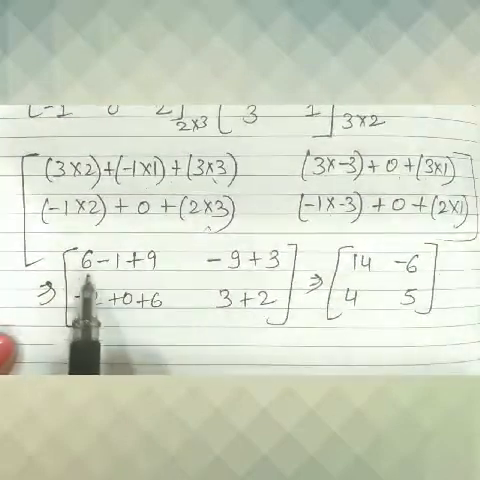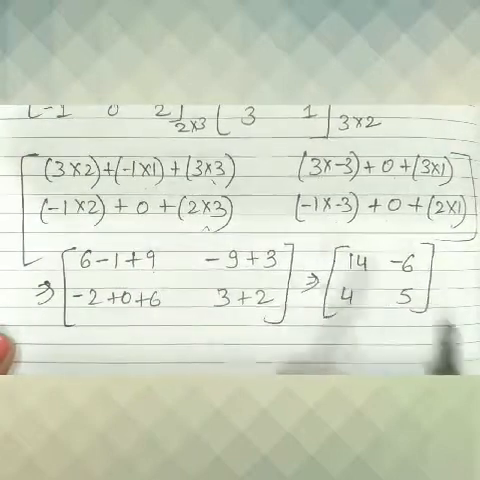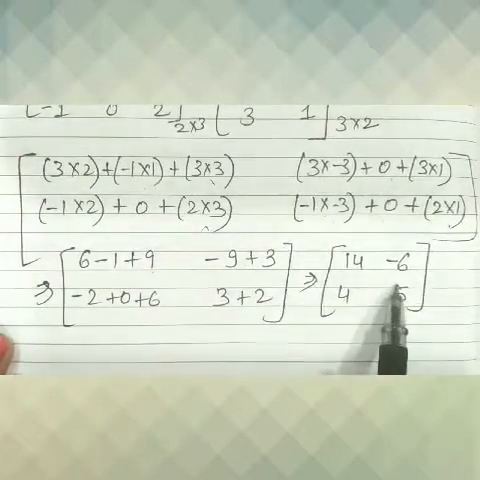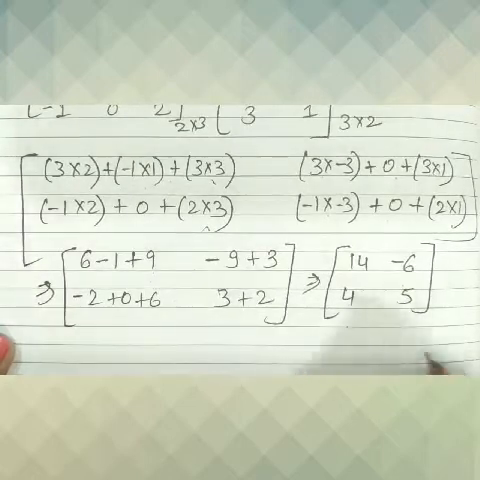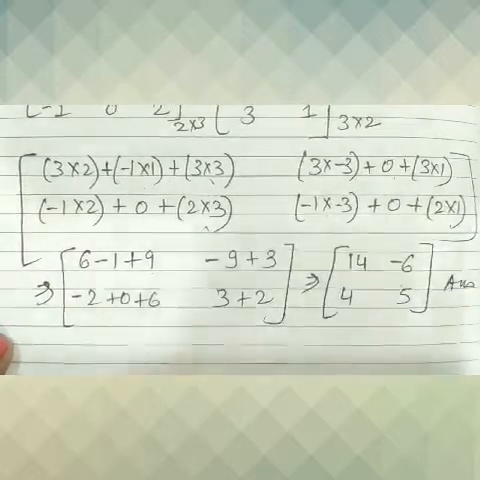So our answer will be 6 minus 1 plus 9, 14. Minus 9 plus 3, minus 6. Minus 2 plus 6, 4. And 3 plus 2, 5.